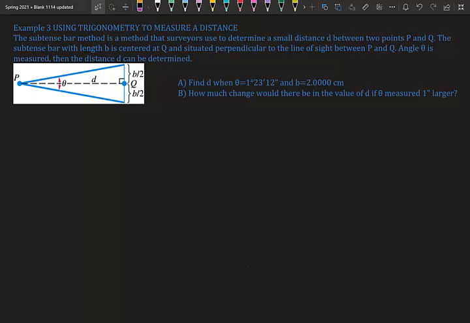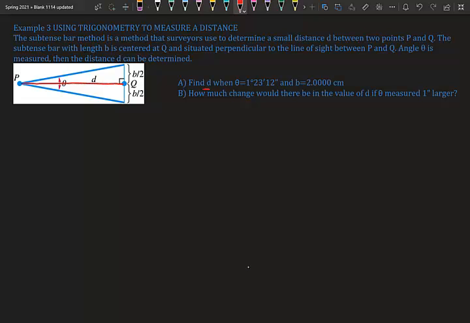Alright, so we're going to find d when theta is 1 degree, 23 minutes, 12 seconds, and b is 2.0000 centimeters. Why do they do that? Because of the significant digits. And then for part b, how much change would there be in the value of d if theta measured 1 second larger? So we need to find d. That's this right here.